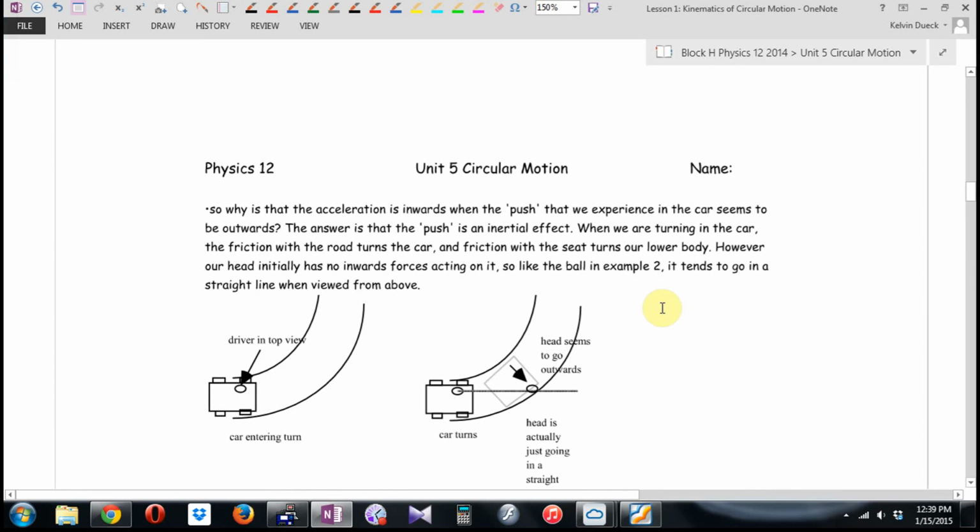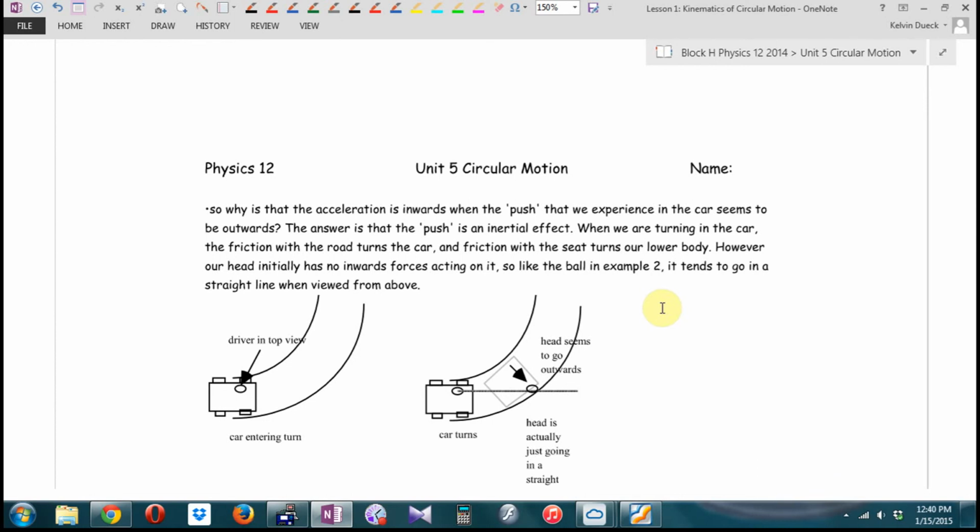So why is it that the acceleration, turn the page, is inwards when all of you have been in a car and turned a corner and you felt that you were getting pushed outwards? In fact, your grandparents may admit to this. Your folks aren't old enough.